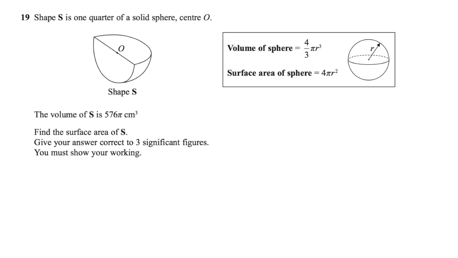Question 19. Shape S is 1/4 of a solid sphere, center O. The volume of S is 576 pi centimeters cubed. Find the surface area of S. Give your answer correct to three significant figures. You must show your working out. So we know that the volume of S is 576 pi centimeters cubed, which is 1/4 of the sphere. So to find the total volume of the sphere, we need to multiply 576 pi centimeters cubed by 4.